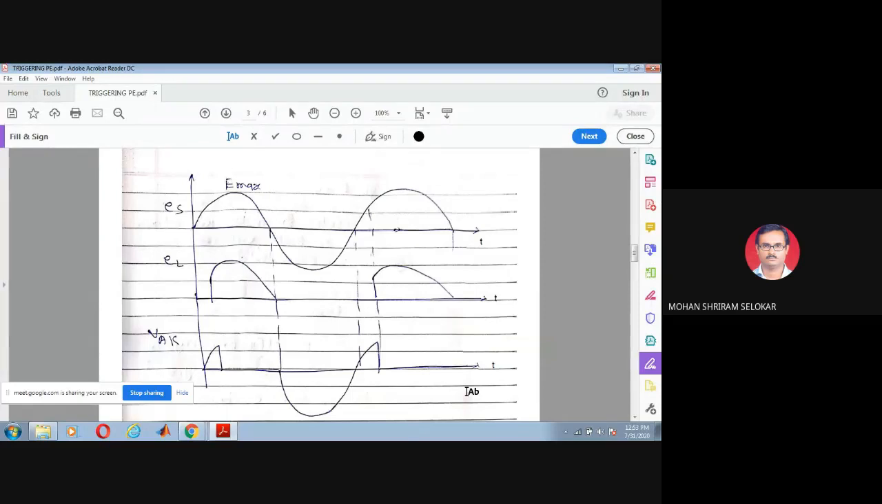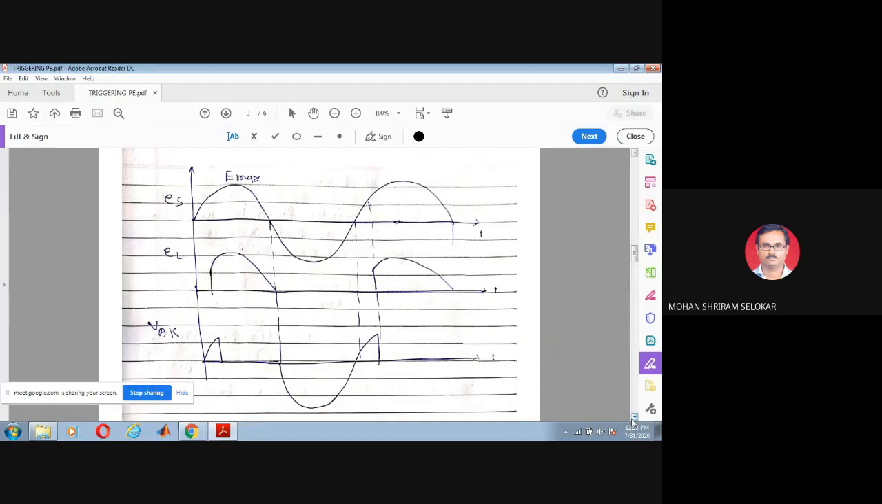Here, my AC input is applied across the anode and cathode of the SCR. What happens to this circuit? Let's discuss. If drawing is over, then we will come to this explanation, and you go through the waveforms drawn in the notebook.